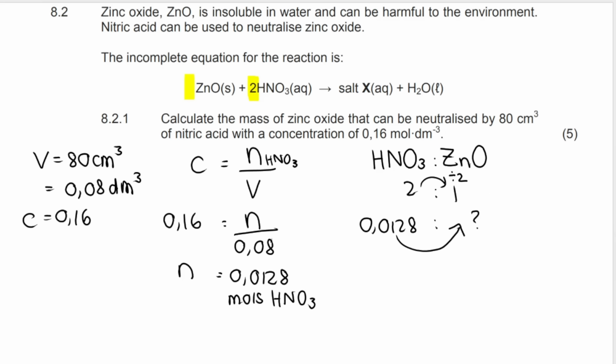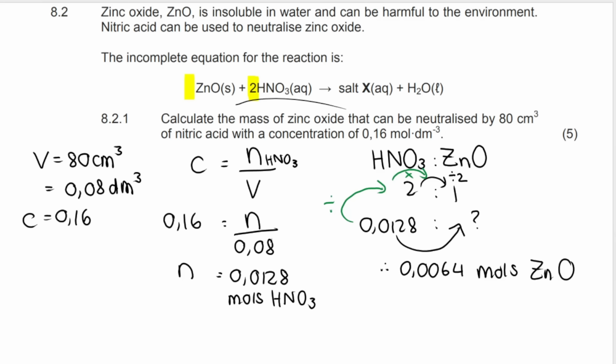Another thing that I also do for ratios that I've mentioned before is you divide on the side, you times on the top. So 0.0128 divided by 2 times by 1. So I know that therefore 0.0064 moles of ZnO will be produced, or will react. I want to know the mass though.